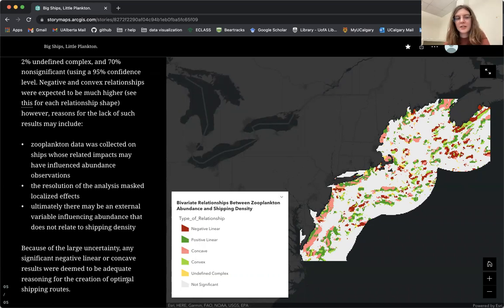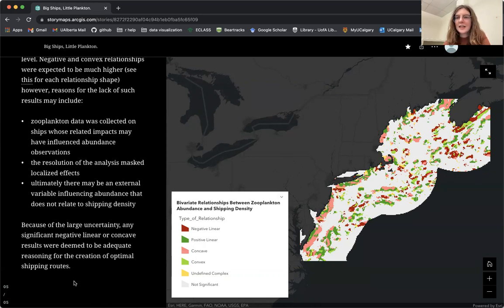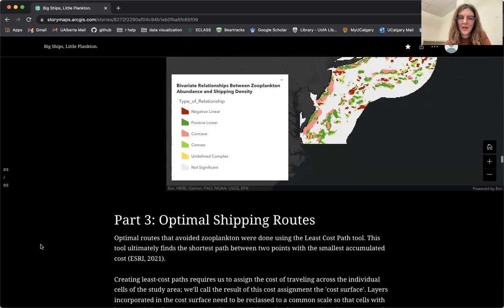The second possibility is that the resolution of my analyses masked more localized effects, which are maybe more important in this context. And then maybe there was also an external variable that was influencing zooplankton abundance that I was just not capturing in the shipping density. So because there was a large uncertainty in my results, I decided that any significant negative linear or concave results were deemed adequate reasoning for me to go ahead and continue creating optimal shipping routes. So that's what I did.